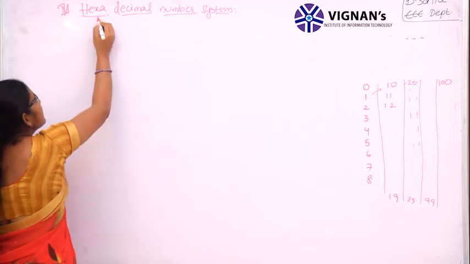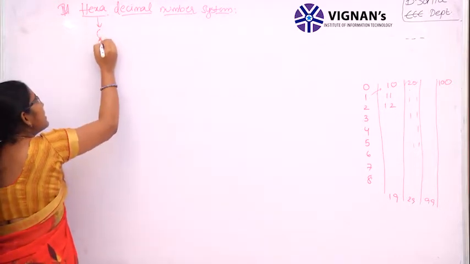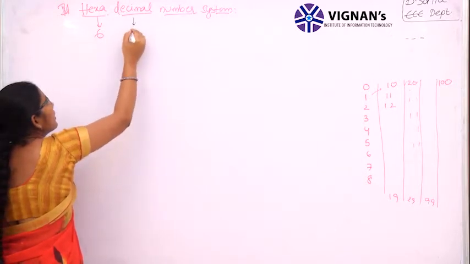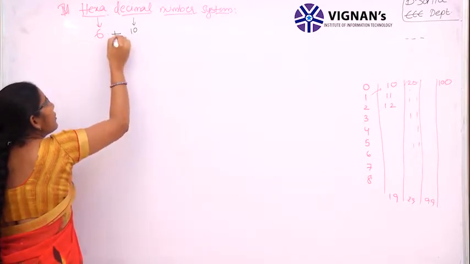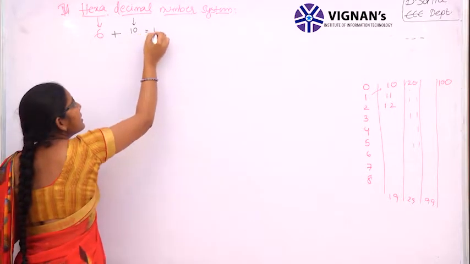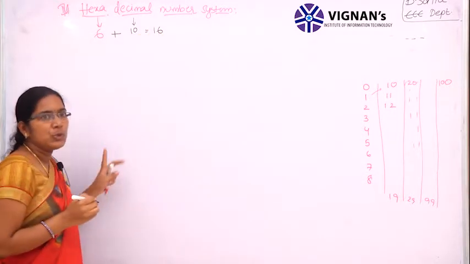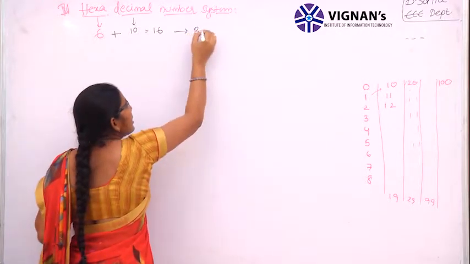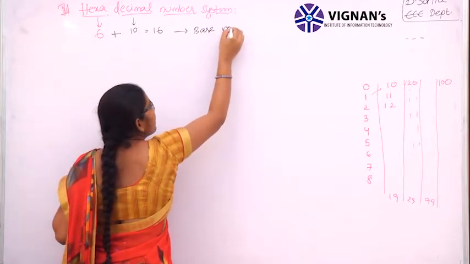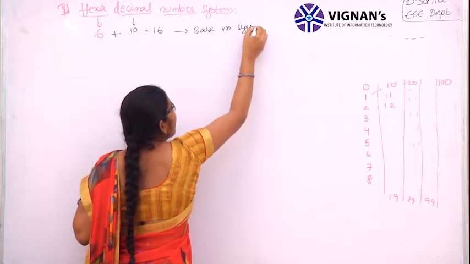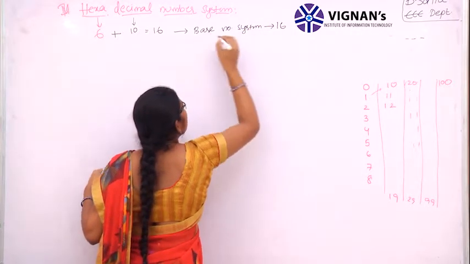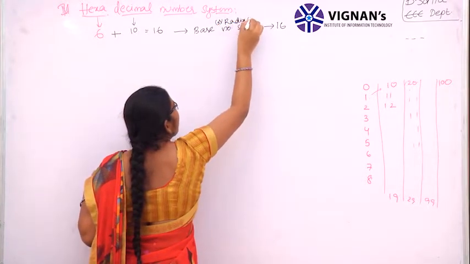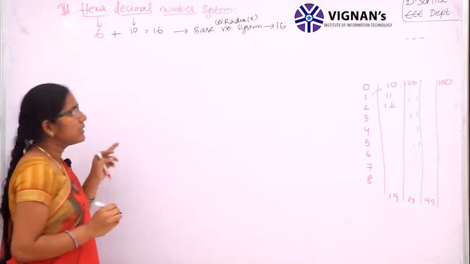Fine. In this, hexa means 6 and decimal is 10. So the total number is 16 unique numbers. So I can say that the base of this number system is 16, base or radix of this number system is 16.